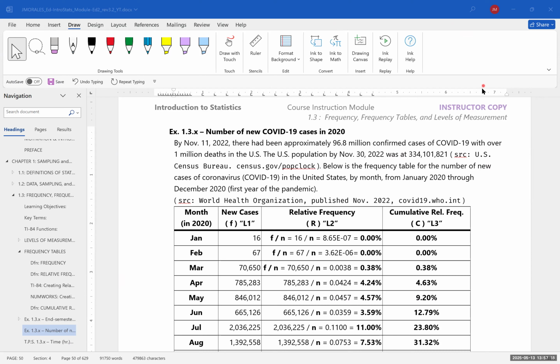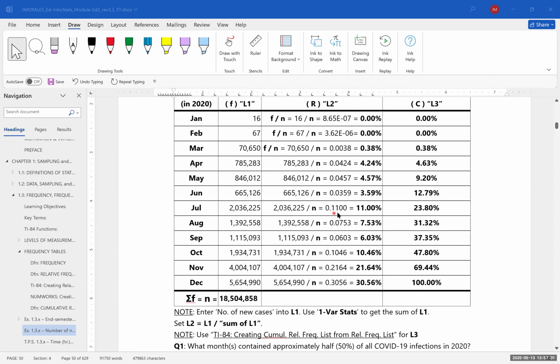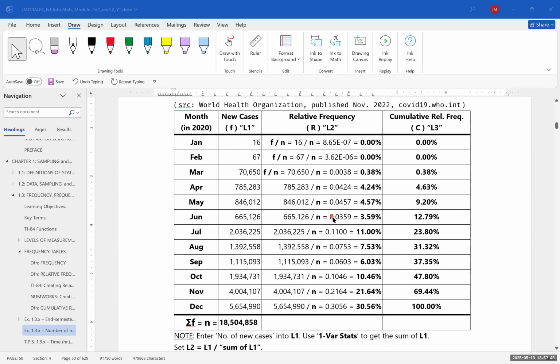All right, so let's look at this example of calculating relative and cumulative relative frequencies. With this one, we're going to look more, not so much at the table and recreating the table, but reading the table, because these numbers are quite large. They take a while to type in correctly into your calculator.